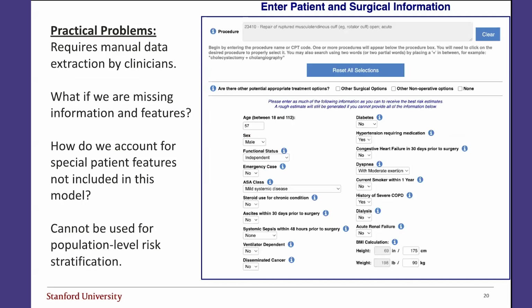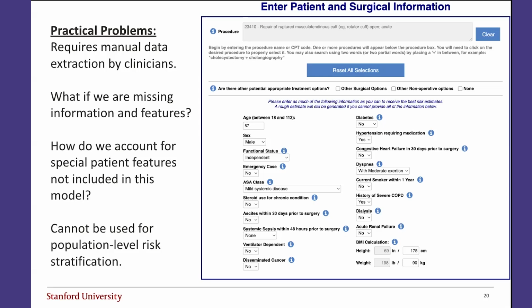But as nice as this model is, there are some practical problems that come with trying to use this for risk prediction. It requires manual data extraction by clinicians. Someone needs to go into the electronic health record for every single patient, figure out which is the appropriate input for each of these. And if the data is missing, it's not clear what you do. You still got to put a value into this risk calculator.